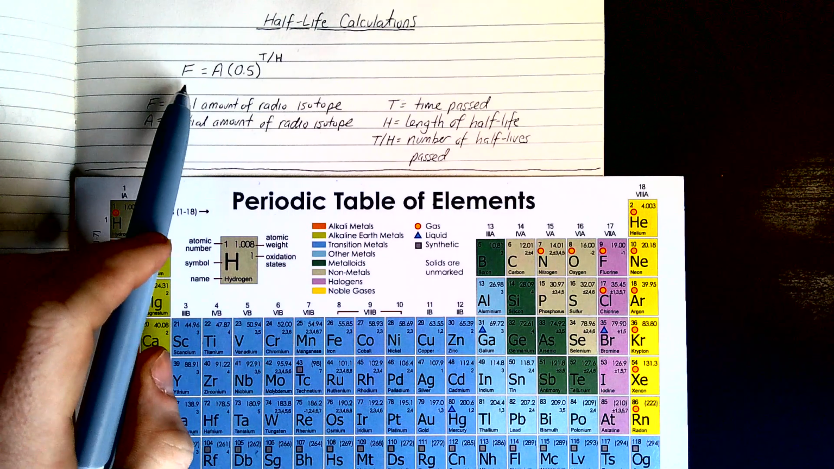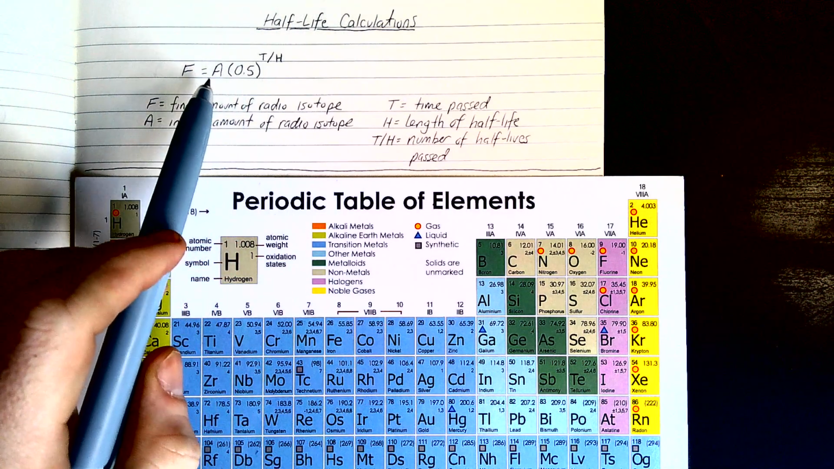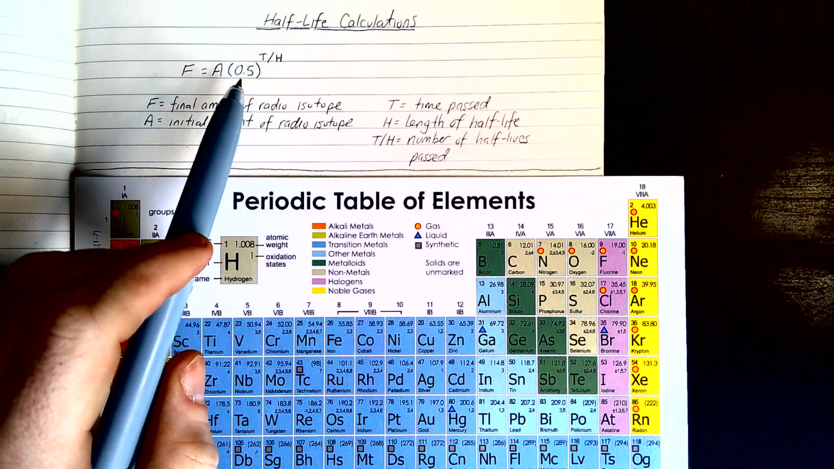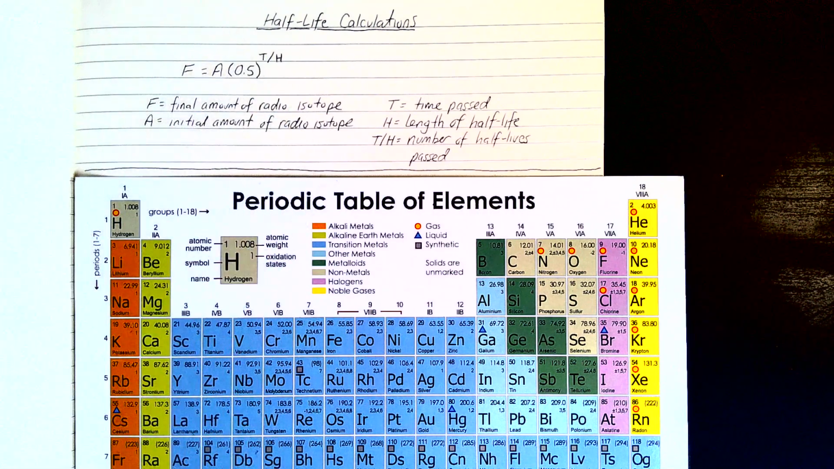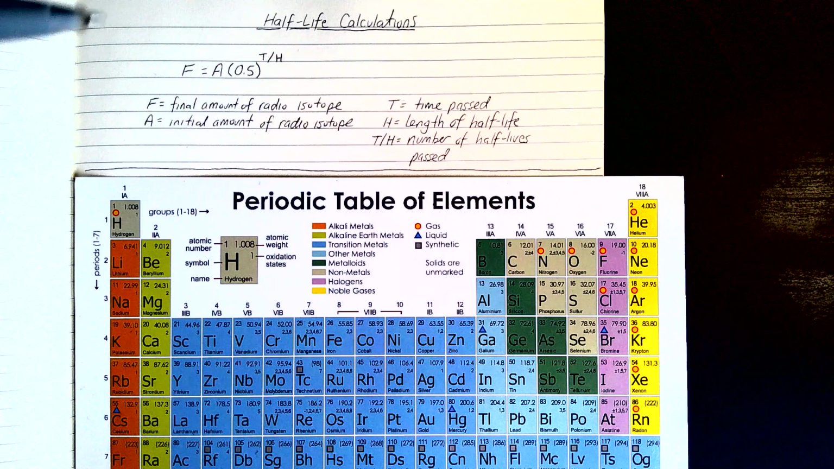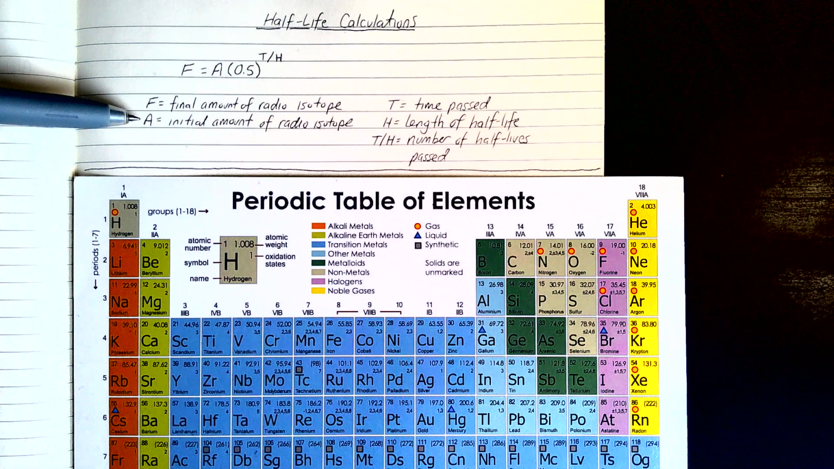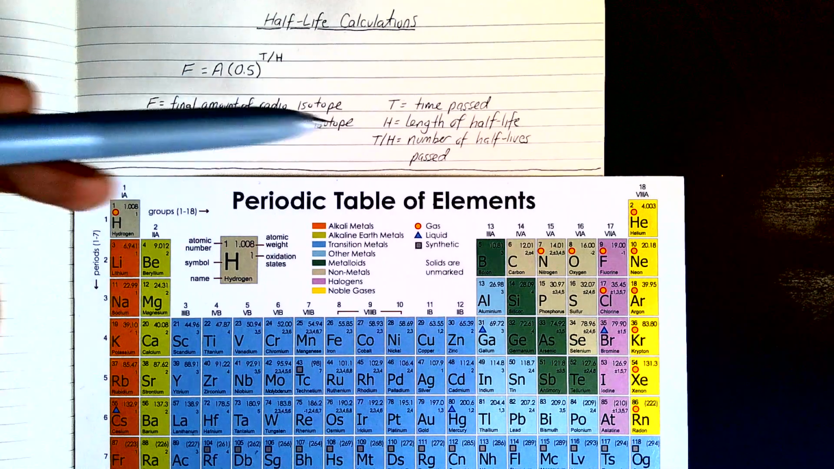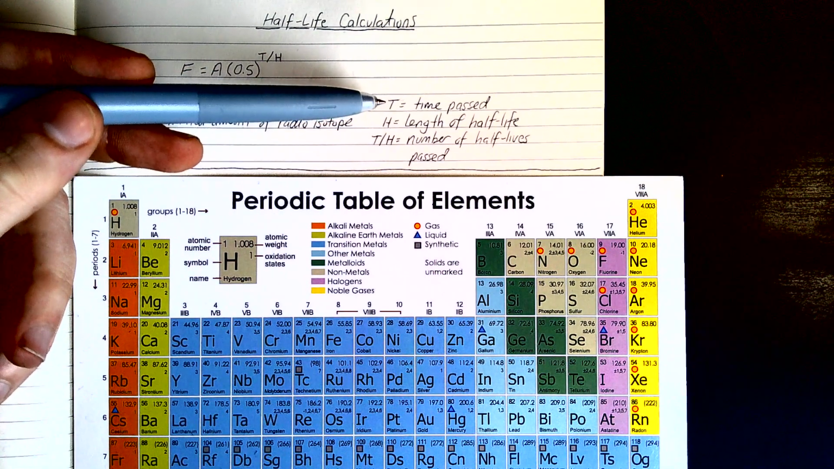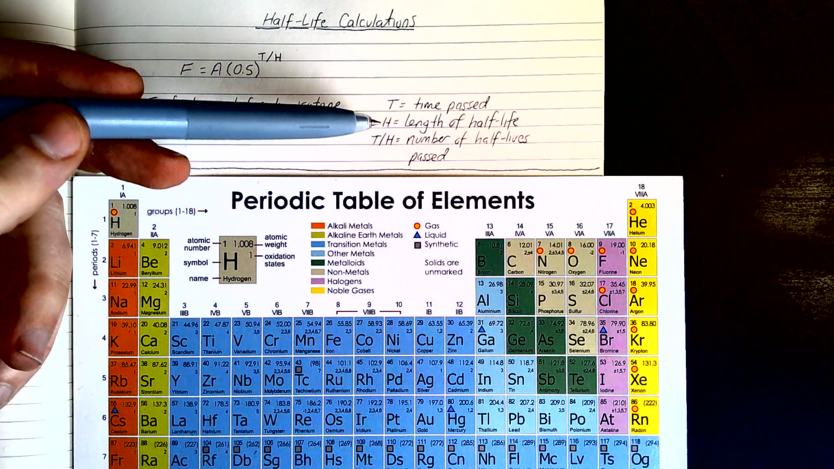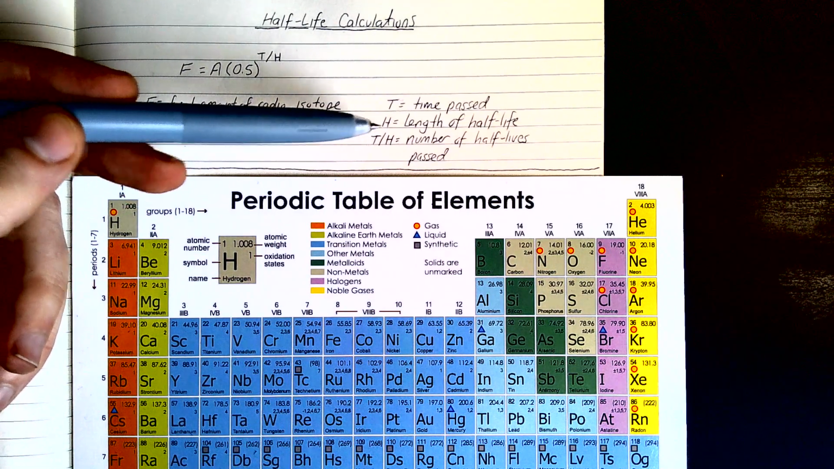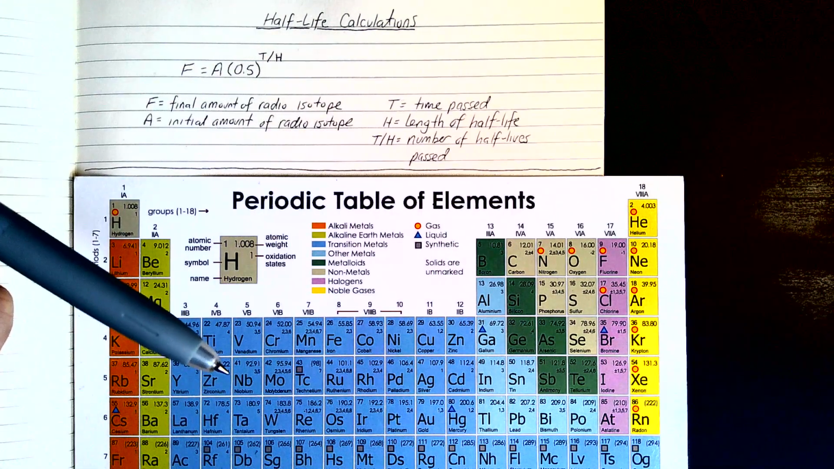And the equation itself is here. F equals A times 1/2 to the T divided by H power. And what do these variables mean? Well, F is the final amount of the radioisotope that you started with. A is the initial amount of the radioisotope you started with. T is the amount of time that has passed. H is the length of the half-life. And the fraction itself tells you the number of half-lives that have passed.